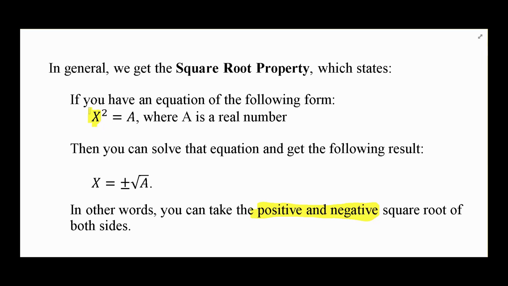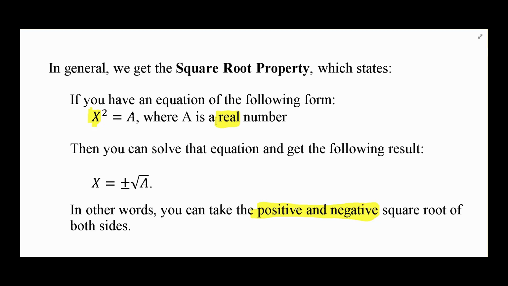We could have some expression that's squared equal to some real number. I also want you to notice that a can be any real number. It doesn't have to be positive, doesn't have to be non-negative, it can be any number at all. So it can be any real number, it can be negative, it can be 0, it can be irrational, doesn't matter. And we can solve it by taking the positive and negative square root of both sides. And that's called the square root property.